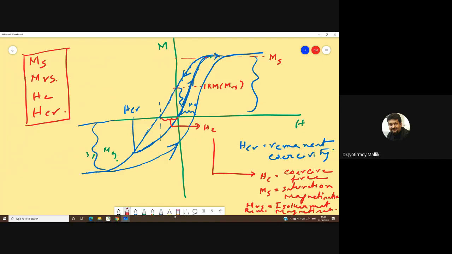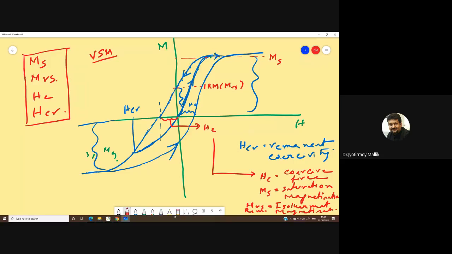So there is one particular instrument which is also present in our central instrumentation facility, CIF. There is one instrument called VSM, vibrating sample magnetometer, I forgot what it actually stands for. This is one of the instruments.